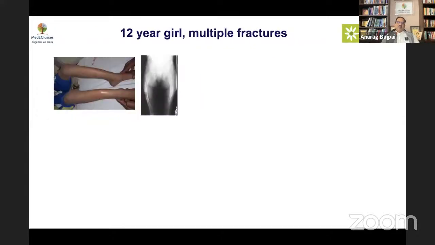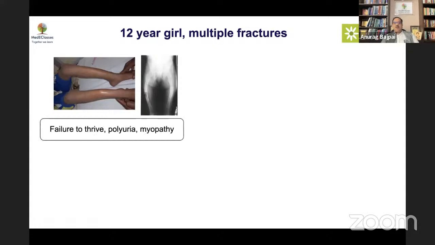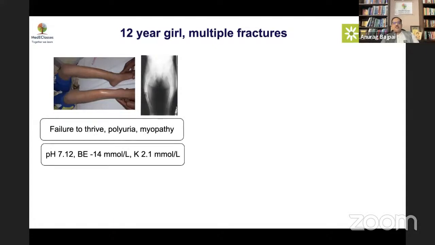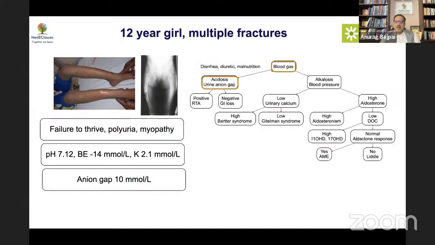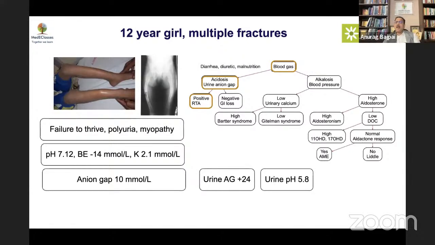A 12-year-old girl with multiple fractures, and we can see severe bone disease, failure to thrive, polyuria, and myopathy. There is significant acidosis and hypokalemia. So acidosis, hypokalemia, failure to thrive, fractures, the diagnosis is already made, but we'll go to other investigations. There is a normal anion gap. The blood gas showed acidosis. Urinary anion gap is positive. So this is RTA. And this is a classical presentation of distal RTA, which was confirmed by an alkaline urine. So acidic blood, alkaline urine, problem in acidification. This is distal RTA written all over in that scenario.